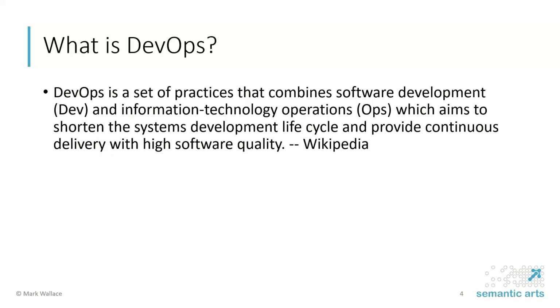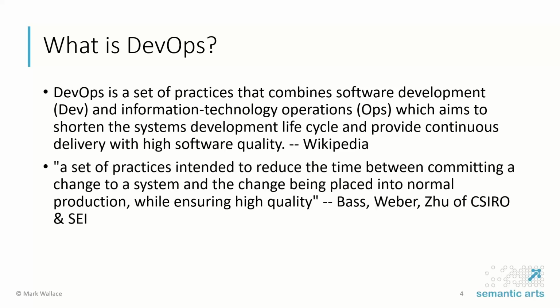DevOps is defined as a set of practices that combines software development, that's the dev part, and information technology operations, that's the ops part. And it aims to shorten the systems development lifecycle and provide continuous delivery with high software quality. That's kind of the Wikipedia definition. I think it's a pretty good definition.